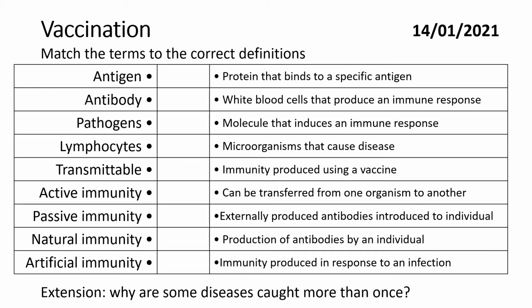You then have an extension question, which is why are some diseases caught more than once? For example, things like the common cold and things like the flu can be caught more than once. Give a reason for that. So whenever you're ready, pause the presentation, come up with your answers, and then you can restart the presentation to go through the answers.